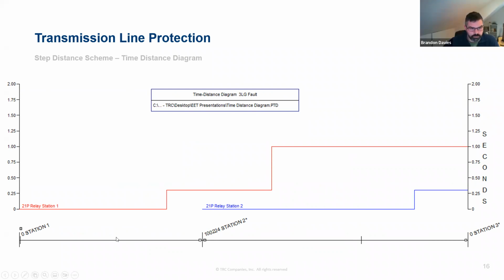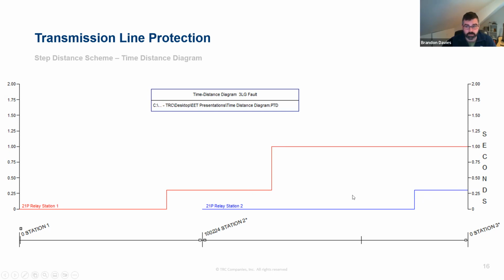If this is line one and this is line two, you can see in this case your zone one is operating at zero delay. Your zone two is this first step, operating in about 0.3 seconds. And in this case, we had a zone three, but basically this point here is where that zone two would stop operating. The case we're looking for here would be if this zone two was set much longer. Let's say it was set so it saw faults almost all the way to station three here, just because of how it was set.